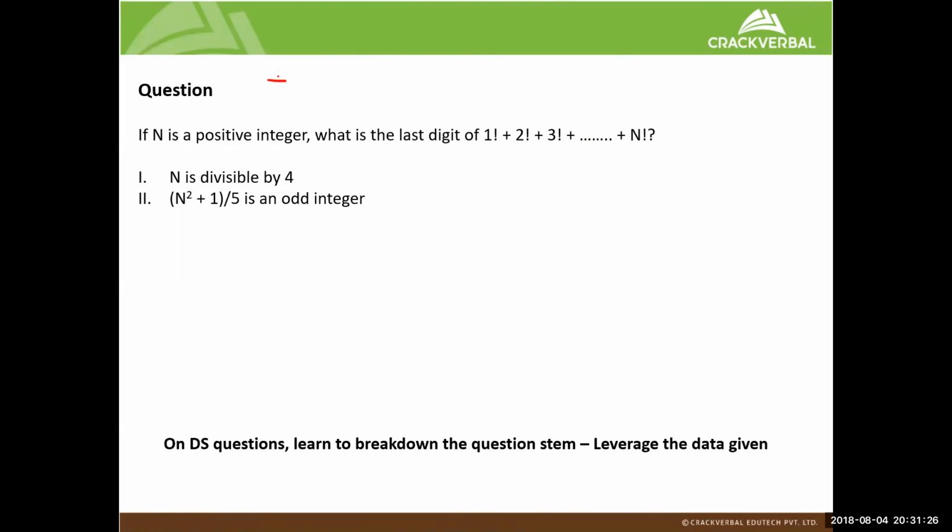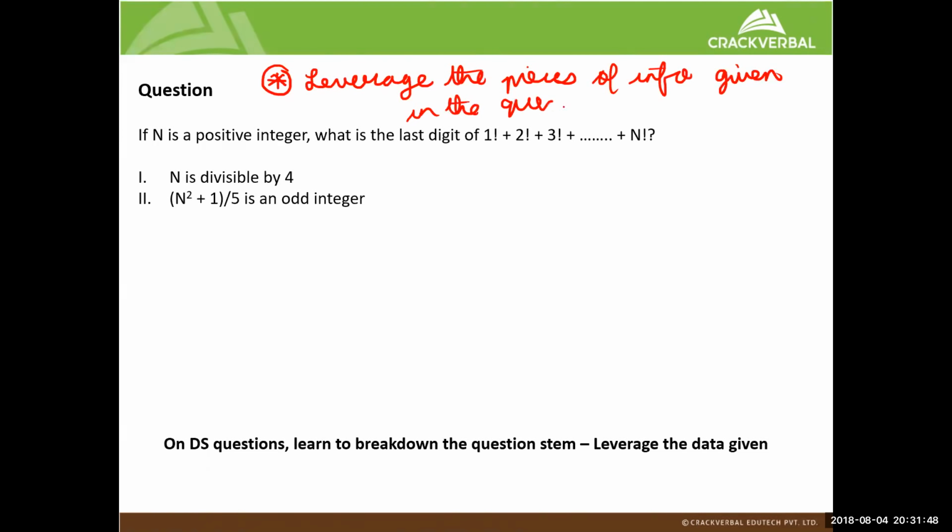Now, one big takeaway that I had when I was preparing for my test, especially when I solved data sufficiency questions, was to always leverage the pieces of information given in the question stem. Learn to spend more time on the question stem. Many students don't do this. They directly jump into the statements and then try to backtrack from there. Believe me, guys, in most cases, if you spend time on the question stem, you get to an answer. All right. So let's work with this.